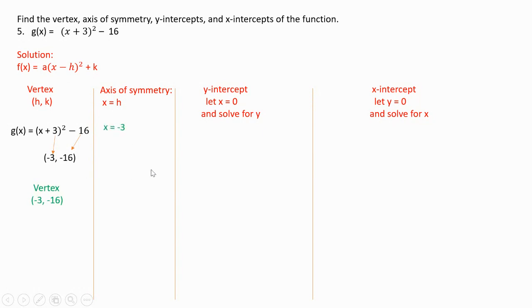Okay, that's my vertex, right? So that's my axial symmetry. The mistake that students make is that they just put the value, they don't put x equals. You have to put x equals because that's the axial symmetry. It's a line, okay?